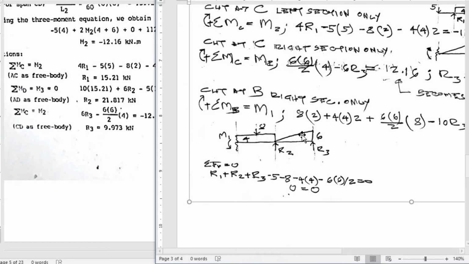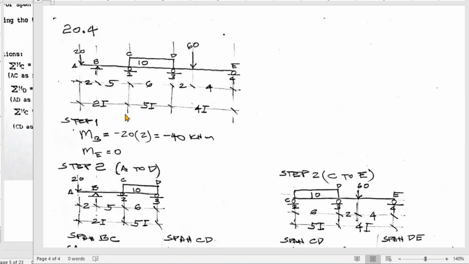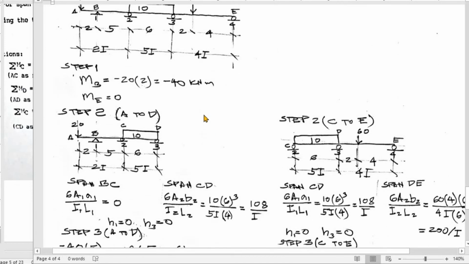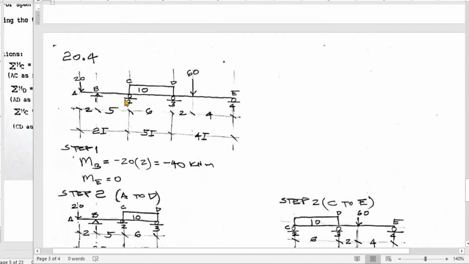Now let's go to problem 20.4. Yan. This time, ang reactions natin apat na. So you have reactions 1, 2, 3, 4. Ang approach naman dito ngayon is dalawa, ano? Meaning, split natin yung beam into two separate continuous beams. Let's say from A to D. Ito siya. Kasi pag A to D lang, coveran mo yan, you only have 1, 2, 3 supports.